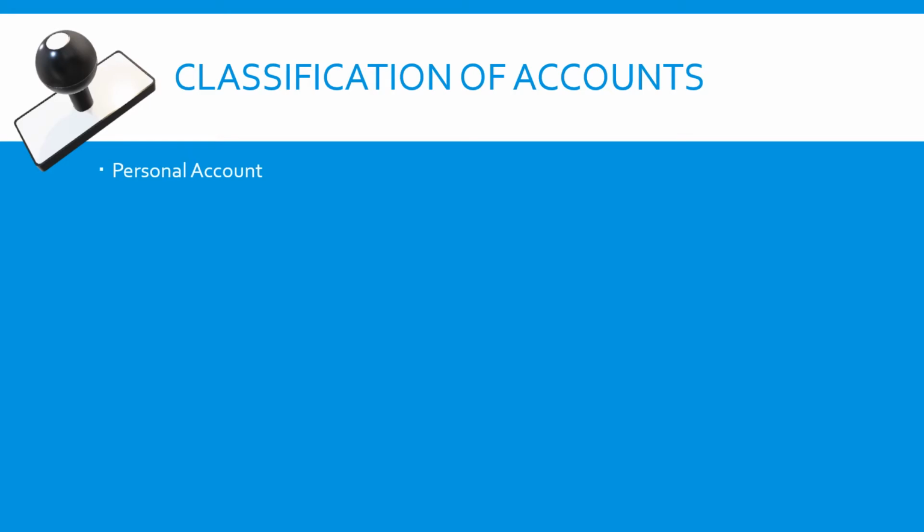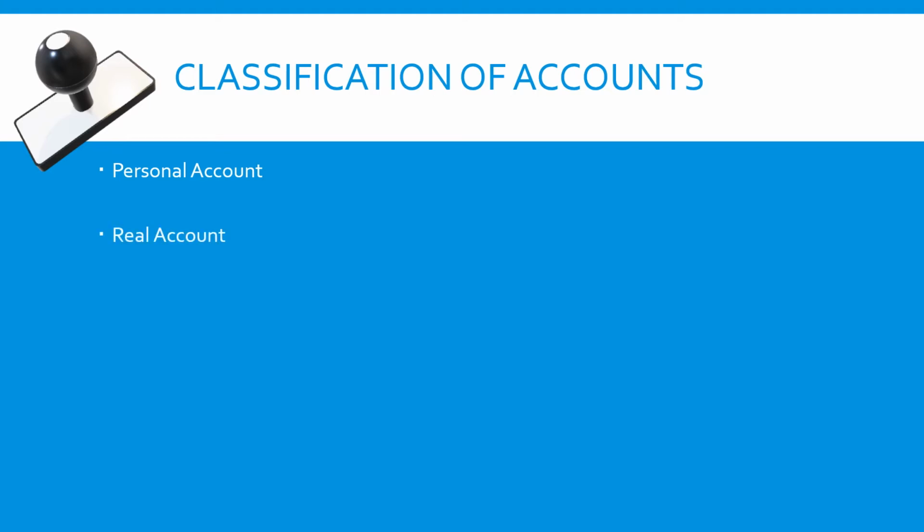First and foremost is the personal account. A personal account is the account which represents a person. It can be a customer, a supplier, a creditor, a bank, or an owner. Basically, anything which appears to be like a person is your personal account.